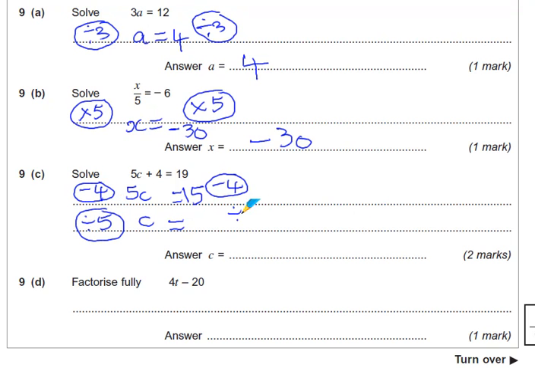Again, we are on the right hand side. We've got our 15 divided by 5. Well, we know, let's do the opposite. 5 times 3 is 15. So c is equal to 3.